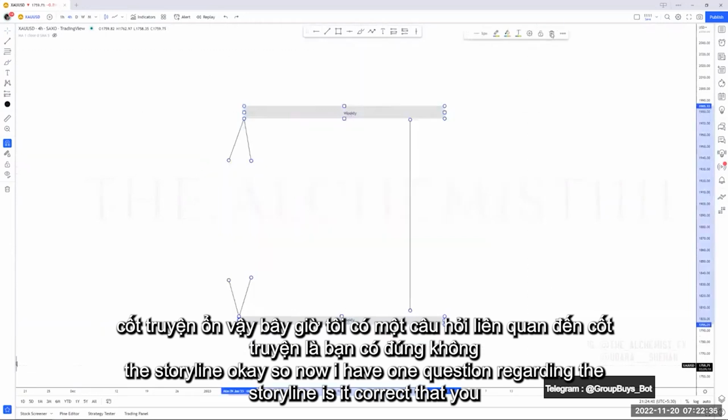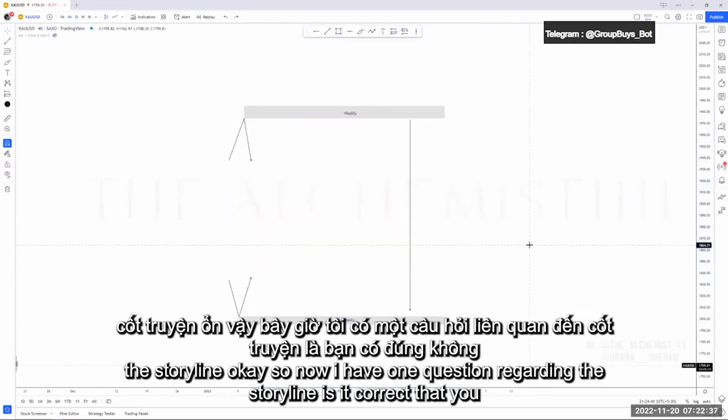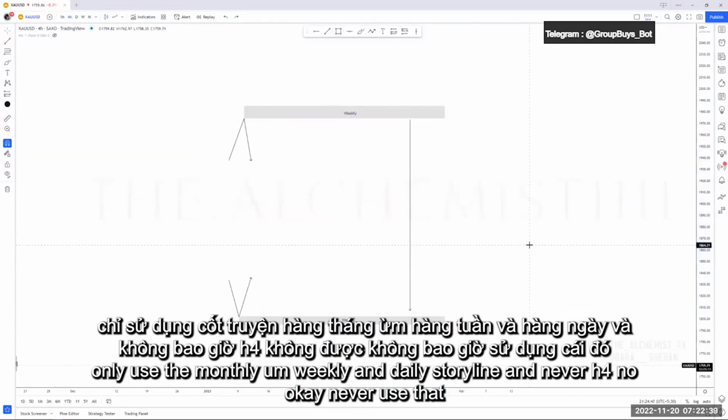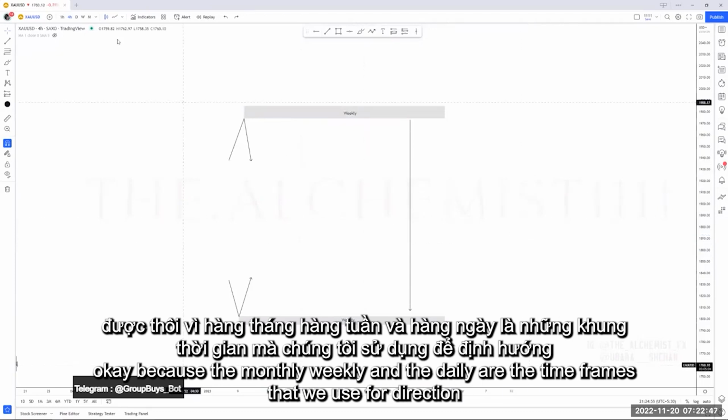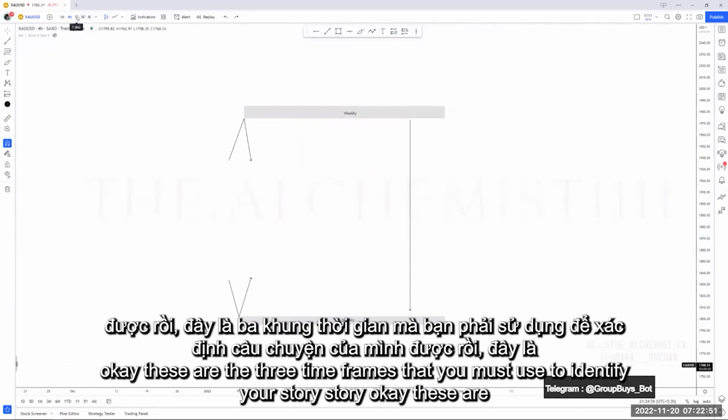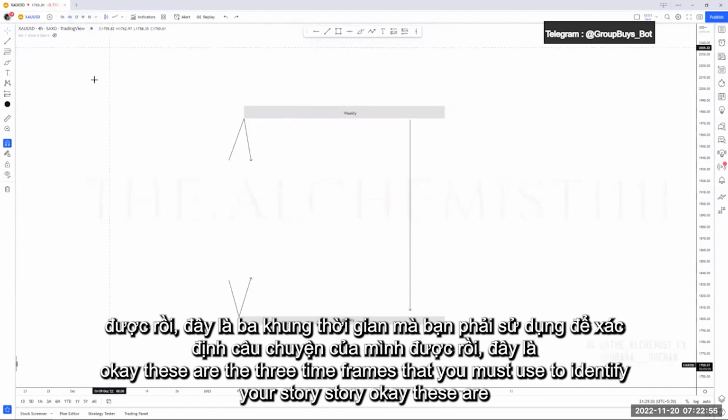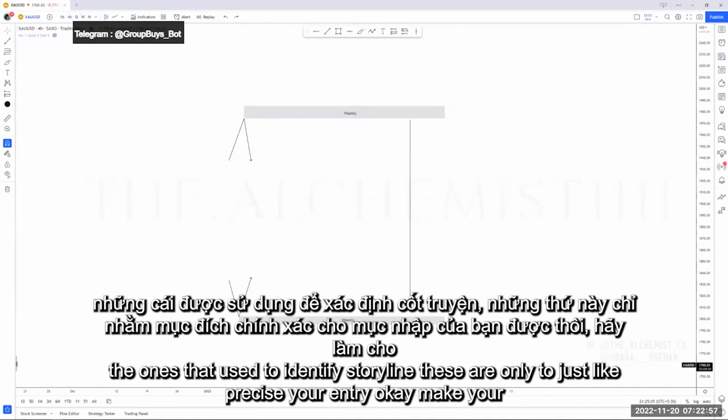I have one question regarding the storyline. Is it correct that you only use the monthly, weekly, and daily for the storyline, and never the H4 or H1? No, never use those. The monthly, weekly, and daily are the time frames that we use for direction. These are the three time frames you must use to identify your storyline.